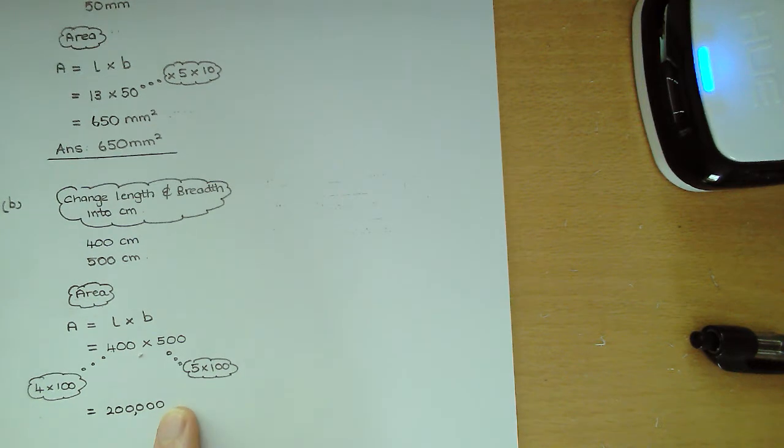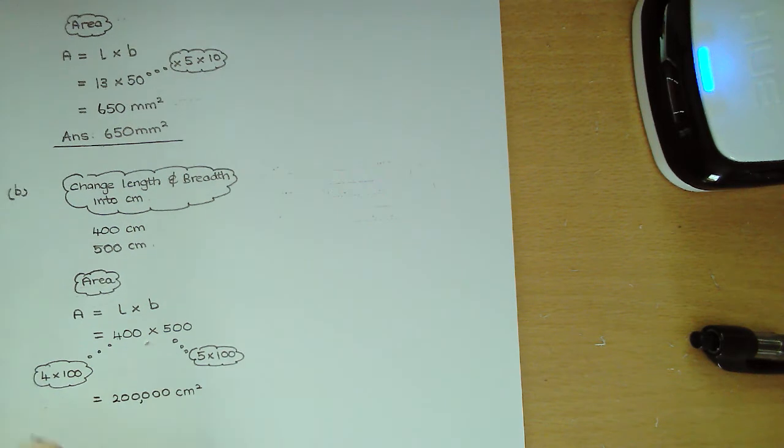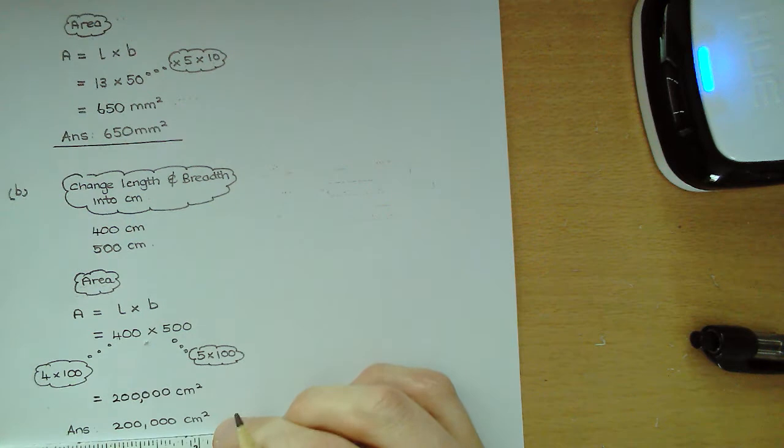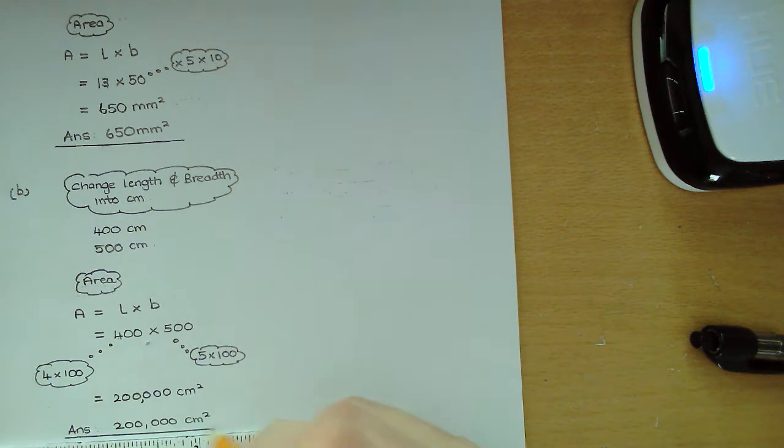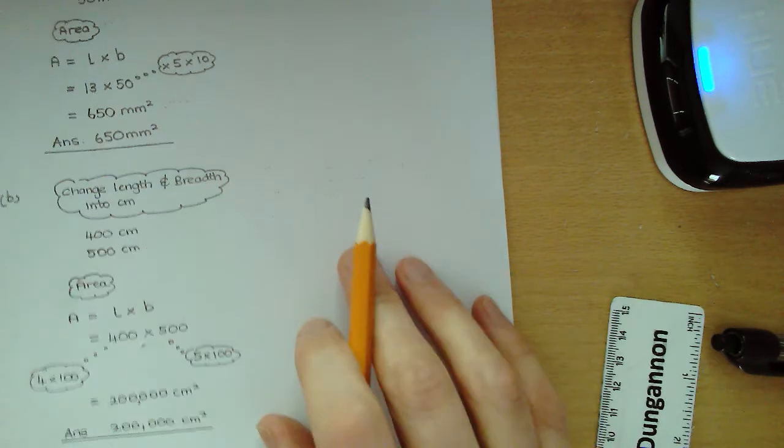And the units are going to be centimetres squared, because the length and breadth were now both in centimetres. So our final answer, 200,000 centimetres squared. Okay, part C.